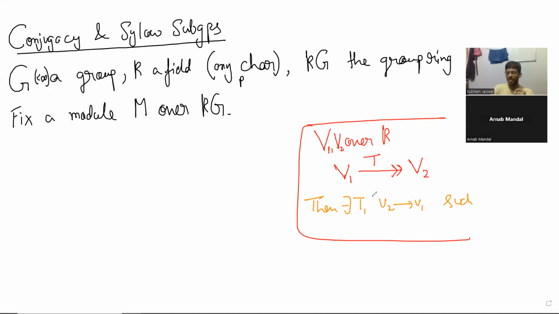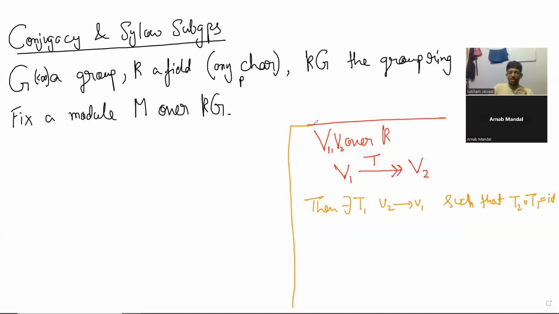This is going to be very simple. Such that T1 composed with T2 is equal to the identity. It will be the identity on V2. Let us just quickly prove this. Linear transformations, you know the definition, right? Between vector spaces.